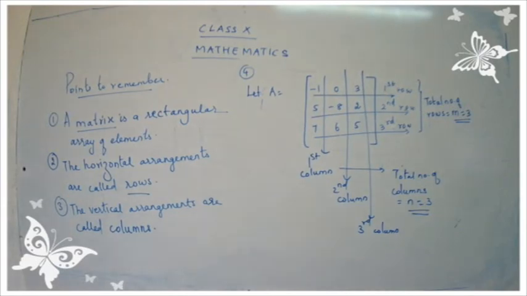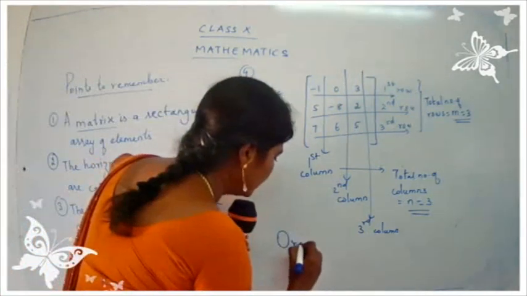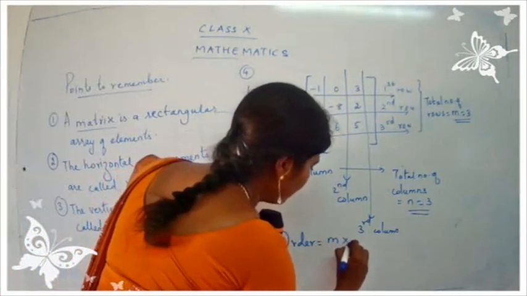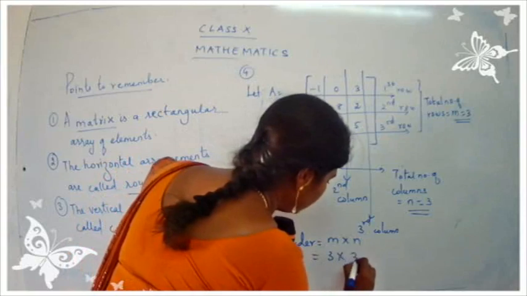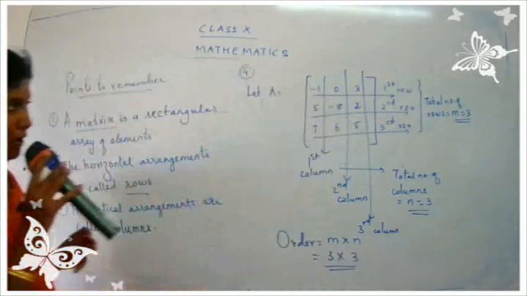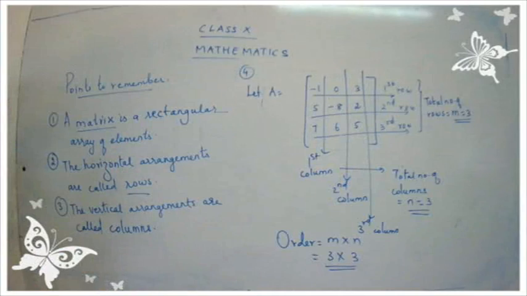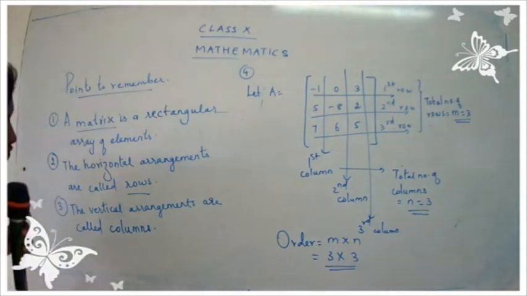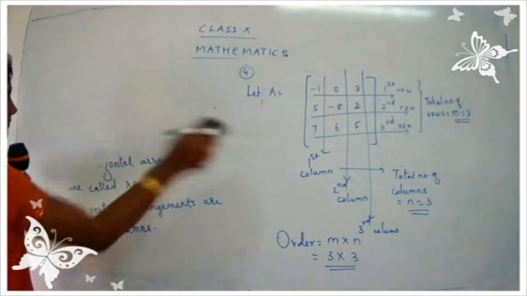Now let us write the order. What is the order, children? Write an order here. Order is equal to m cross n. So 3 cross 3. Write down the order. So we are just going with all the details. I have given you the number of rows. I have given you the number of columns. And also you are writing the order. What is the order? M cross n. 3 by 3. Okay, one more point you have to write down. We are going to write down the total number of elements.